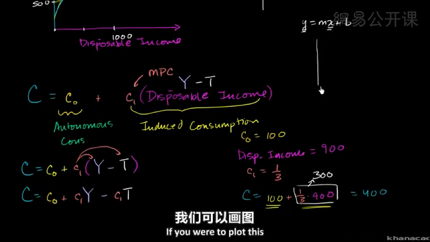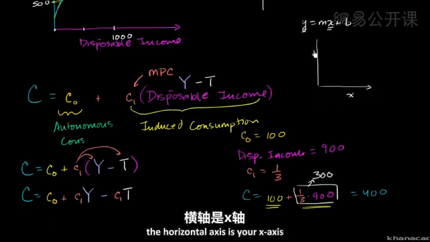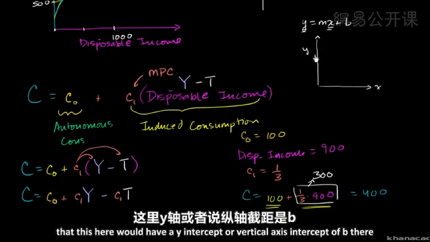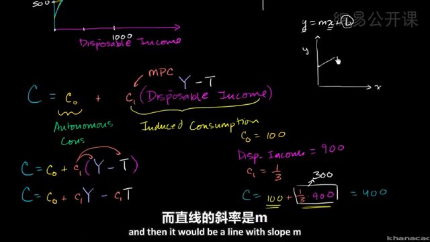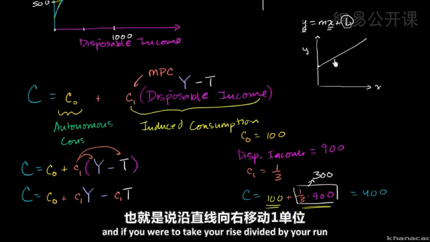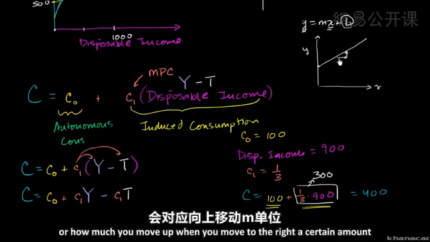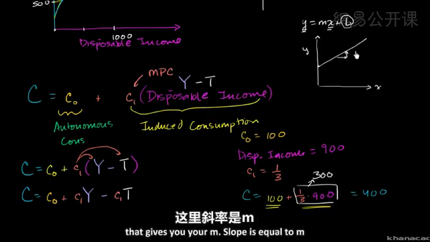If you were to plot this, on the horizontal axis is your x-axis, vertical axis is your y-axis, and this right over here would have a y-intercept, or your vertical axis intercept, of b, and then it would be a line with slope m. So if you were to take your rise divided by your run, or how much you move up when you move to the right a certain amount, that gives you your m. Slope is equal to m.